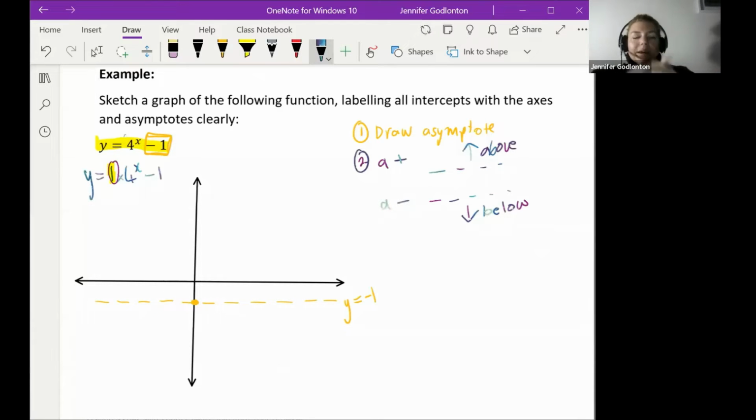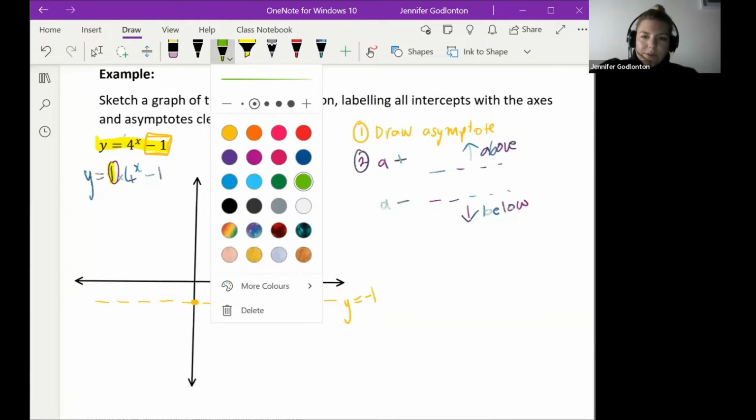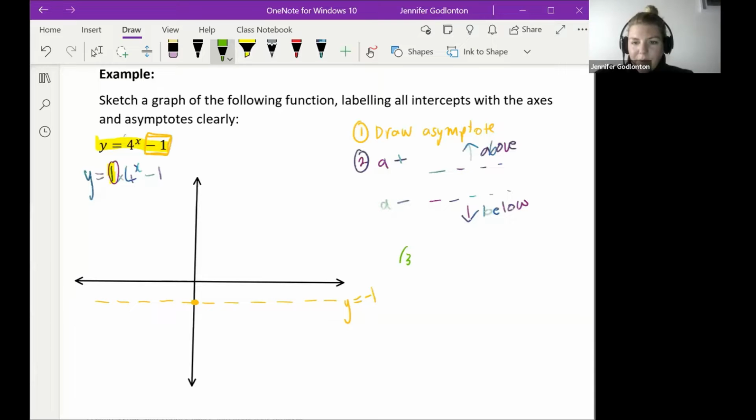Then we need to find our points of intersection. So let's start by finding our y-intercept. That's always a good place for us to go. So y-intercept. How do we find a y-intercept?